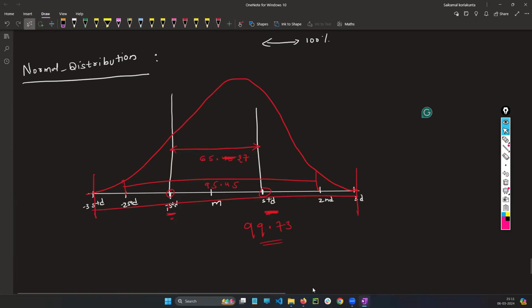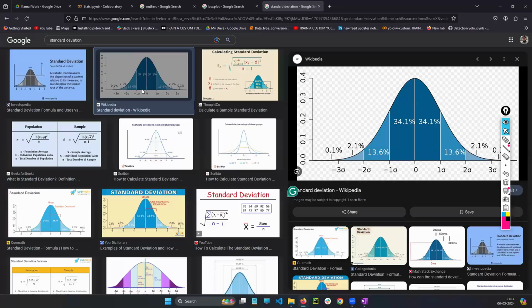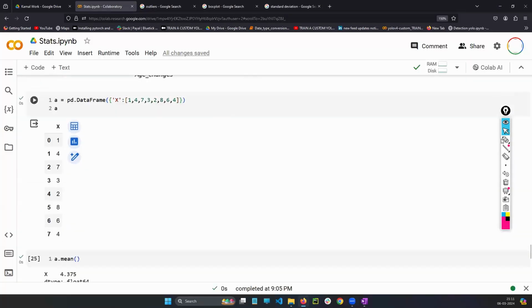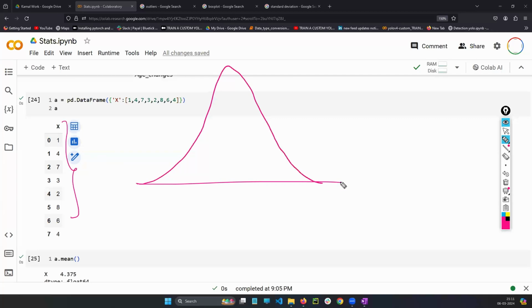For example, imagine I have a column, and this column follows this kind of distribution, from negative 3 to positive 3. This is the mean, the first standard deviation, the second standard deviation, and the negative side first and second standard deviations. So it is following the bell curve, which means from minus 3 to 3, how much data is lying, guys?